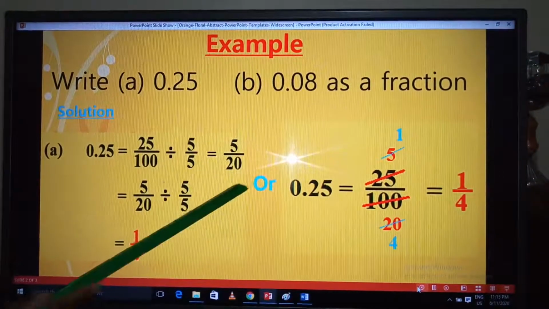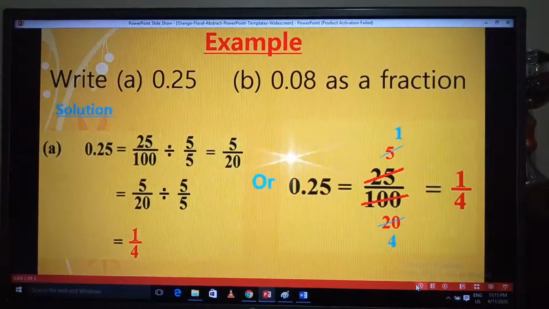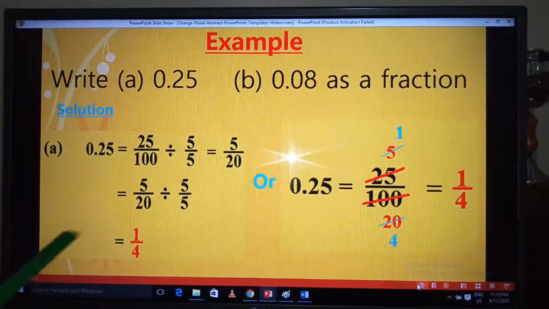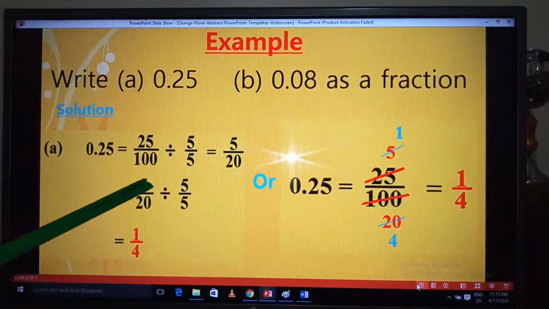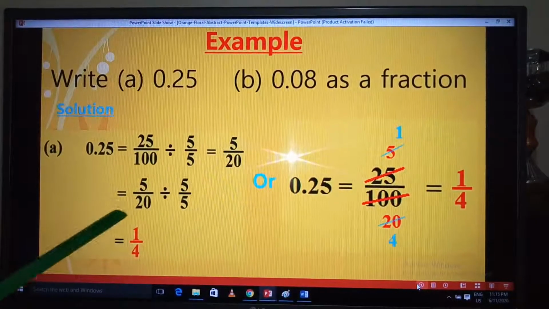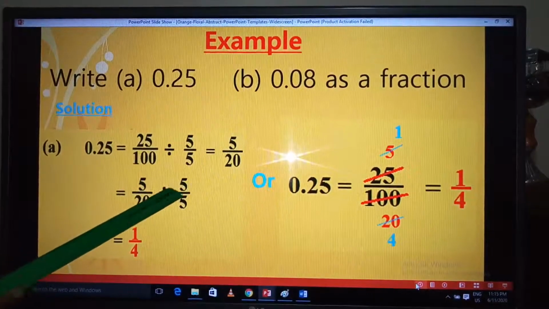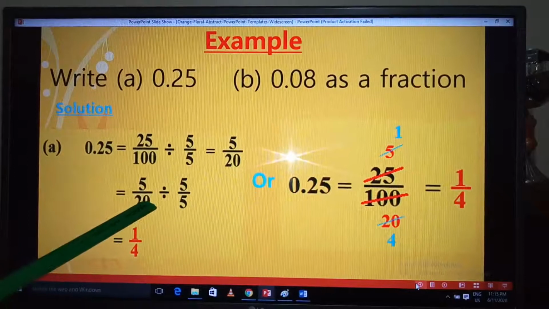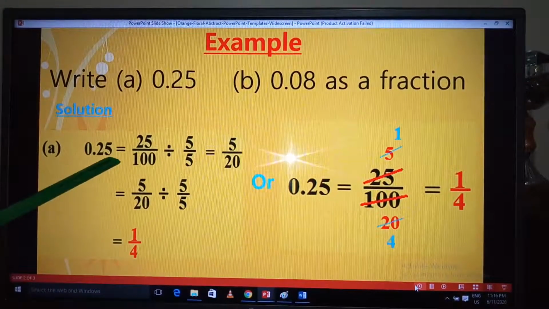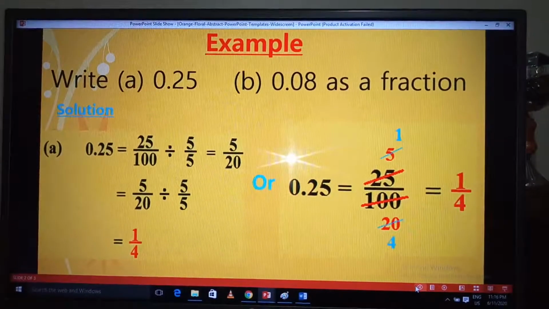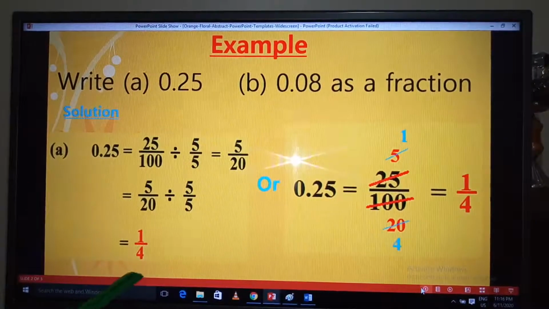Again, 5 out of 20 is not in its simplest form, so we can still continue dividing further. At this stage, we still ask ourselves, which number can divide both 5 and 20 without a remainder? And you realize that still 5 can apply. So 5 divided by 5 gives us 1, and 20 divided by 5 gives us 4. So 0.25 written as a fraction in its simplest form will be 1 out of 4, or a quarter.